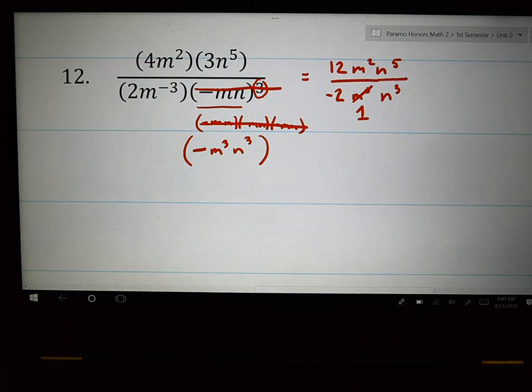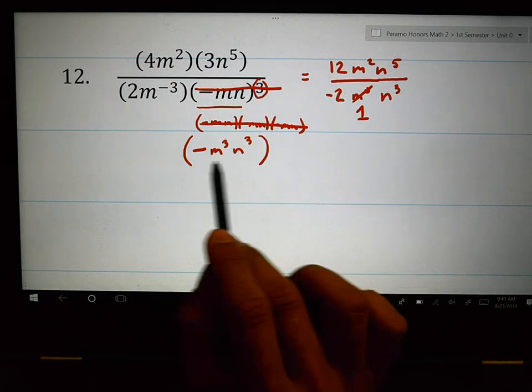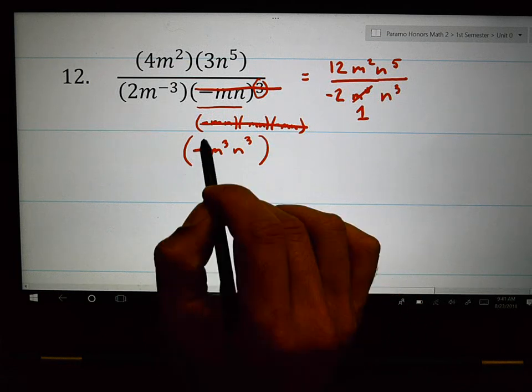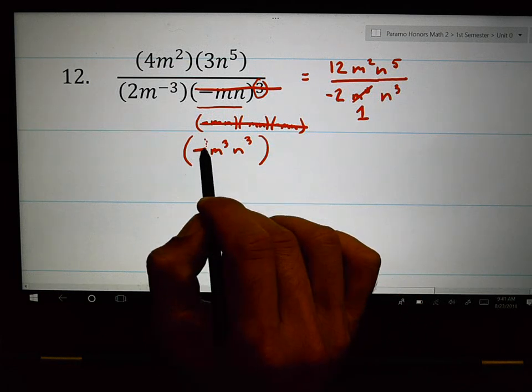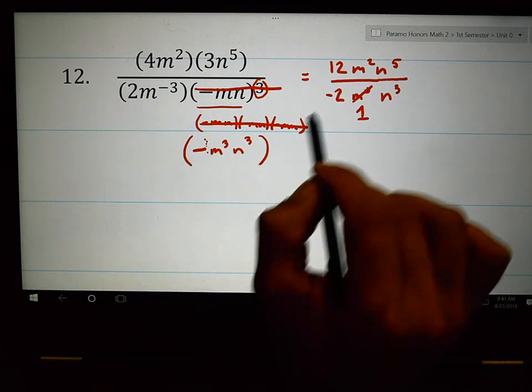Almost done. Now I'm going to simplify. You have a question about that. How did you get negative 2 again? How did I get negative 2? Don't forget that in here where this was, I simplified it to this. There's an invisible negative 1 that has to multiply that 2. So this times that made the negative 2.